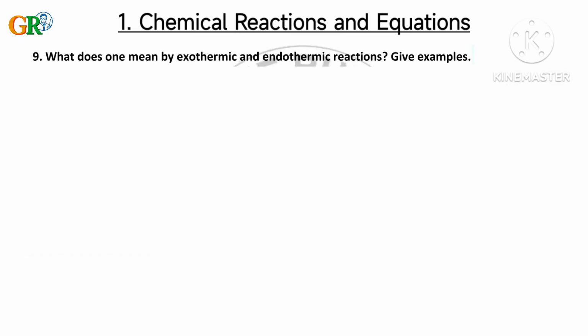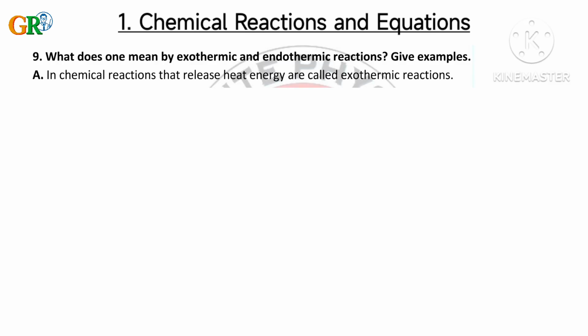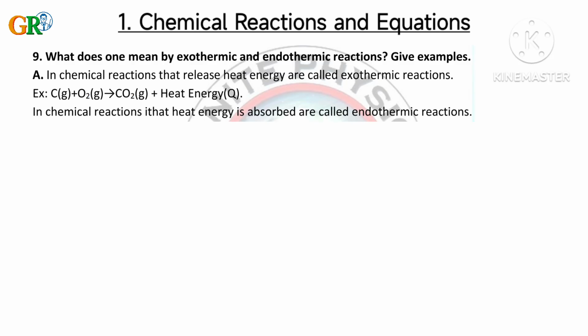9th question. What does one mean by exothermic and endothermic reactions? Give examples. Chemical reactions that release heat energy are called exothermic reactions. For example, carbon + oxygen gives rise to carbon dioxide + heat energy. Chemical reactions in which heat energy is absorbed are called endothermic reactions. For example, calcium carbonate + heat gives rise to calcium oxide + carbon dioxide.